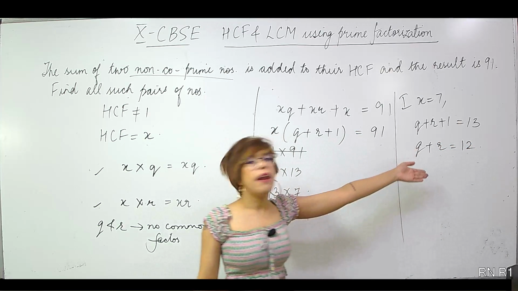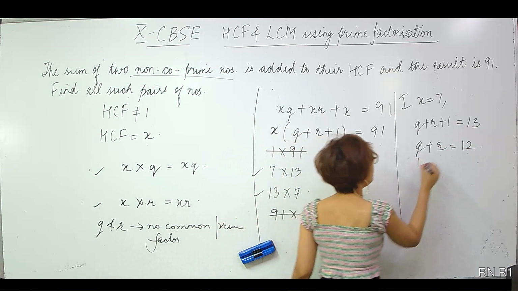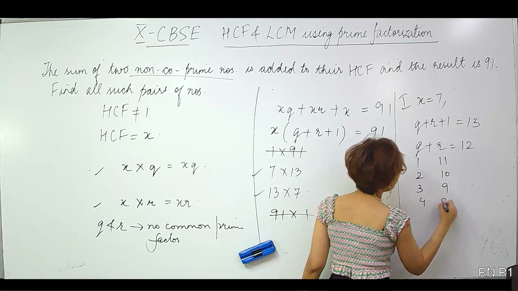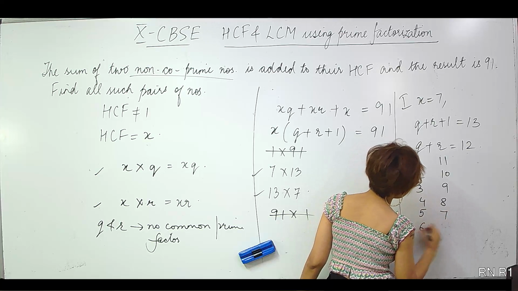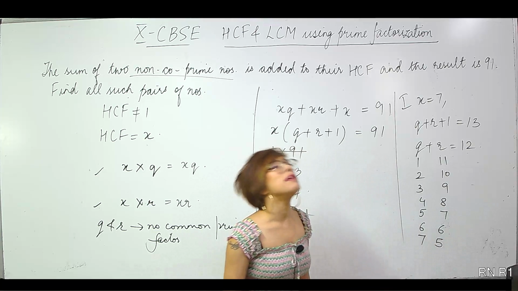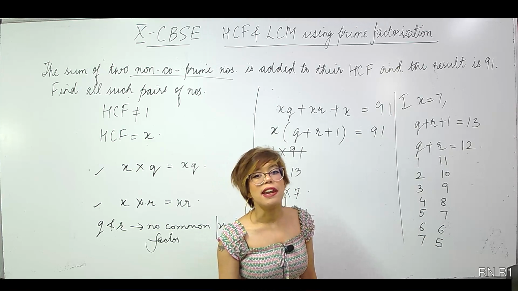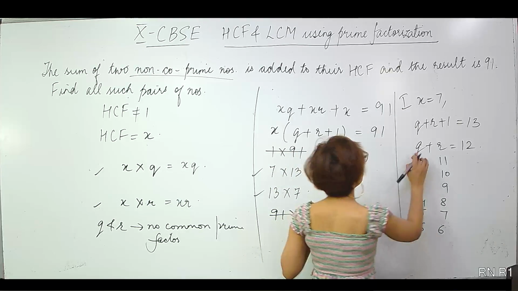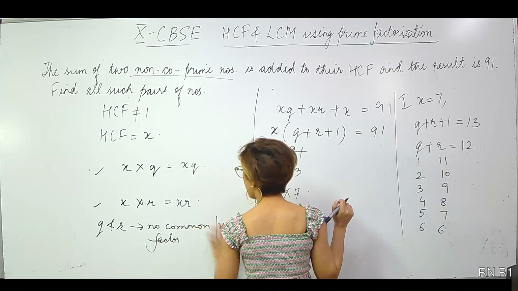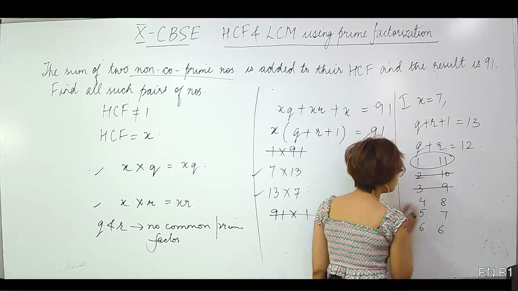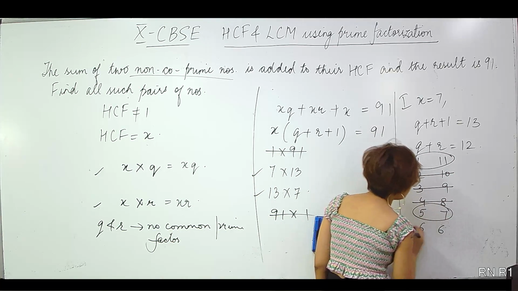Right? Again, q and r are natural numbers. So let me see. 1, 11, 2, 10, 3, 9, 4, 8, 5, 7, 6, 6. Now if you write 7 and 5, that will be a repetition. Check it out and you will understand why. So I will not write it further. Now q and r, where is it? Yeah, no common prime factor. So I will take this, I will reject this, I will reject this, rejected, I will take this, rejected.